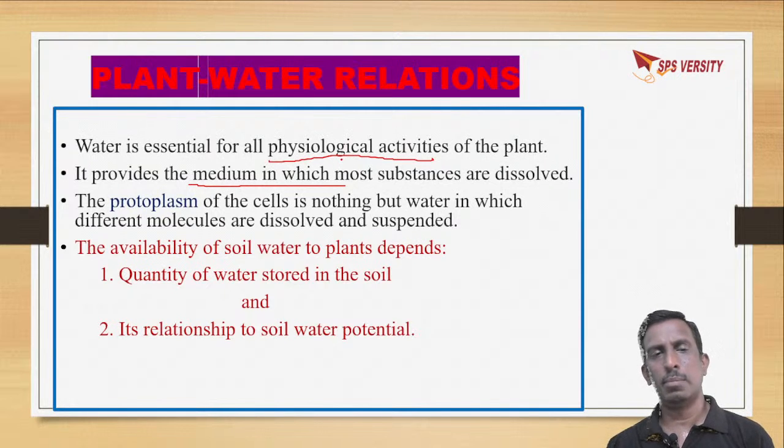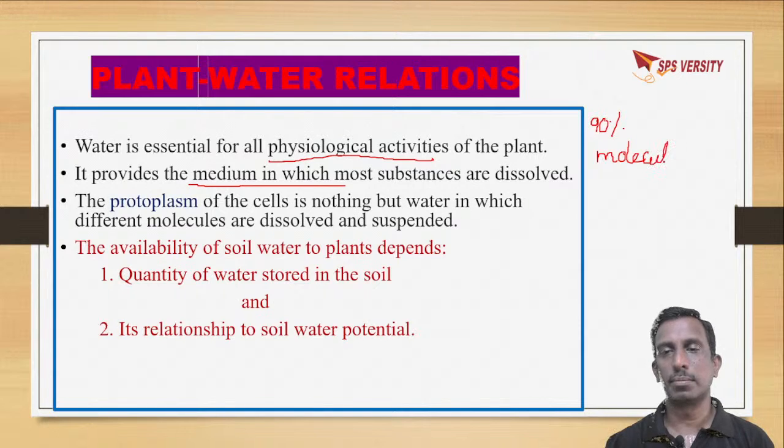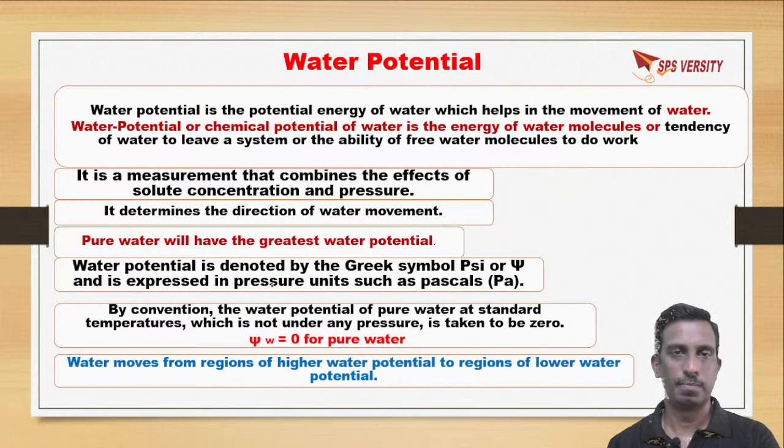And protoplasm and cytoplasm are maximum made up of water. 90% is water, where different molecules are dissolved in the water. So the availability of soil water to plants depends on the quantity of water stored and its relationship to soil water potential.